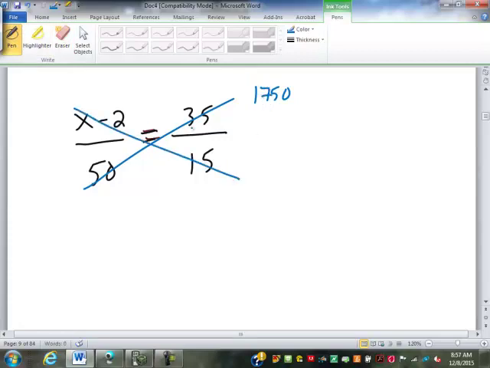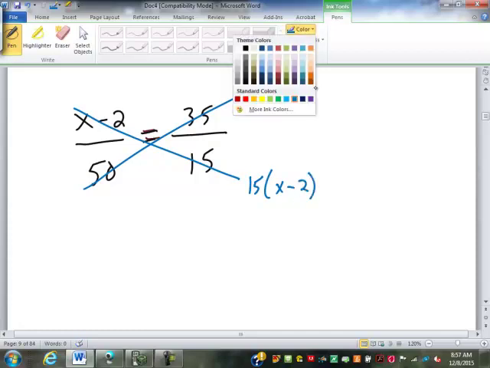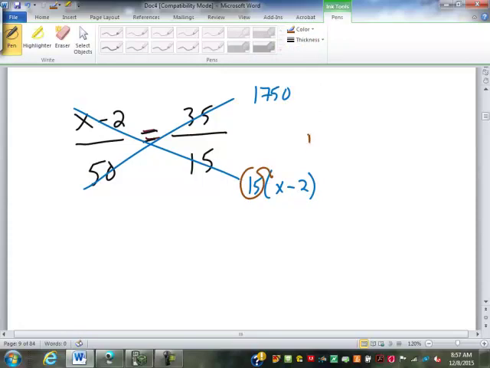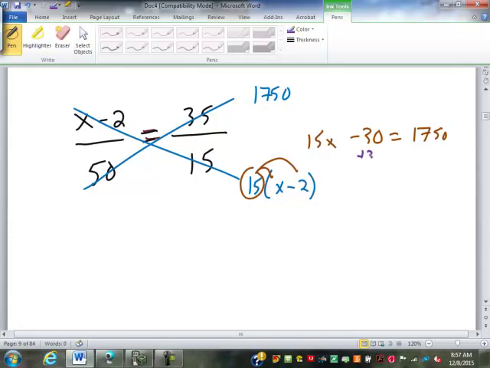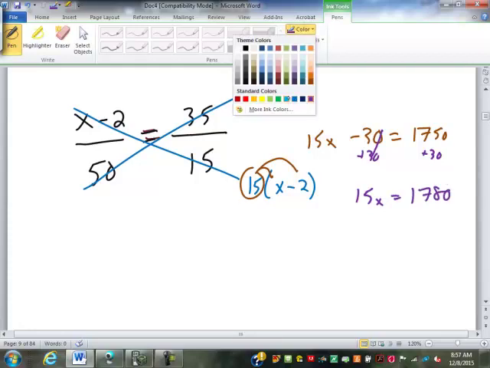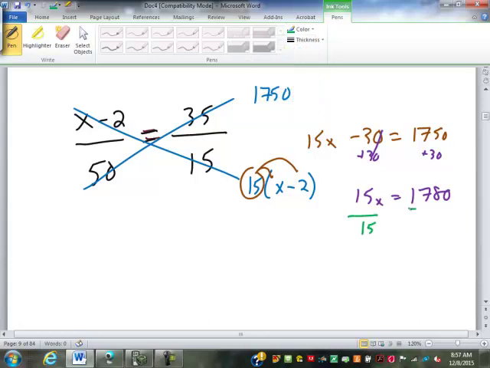Now I go this way. Now the x minus 2 is first, but I'm still going to write it as 15 times x minus 2. So now 15 times x is 15x. 15 times negative 2 is negative 30. Equals 1750. Then what? Add 30. So 15x equals 1780. And then divide by 15.